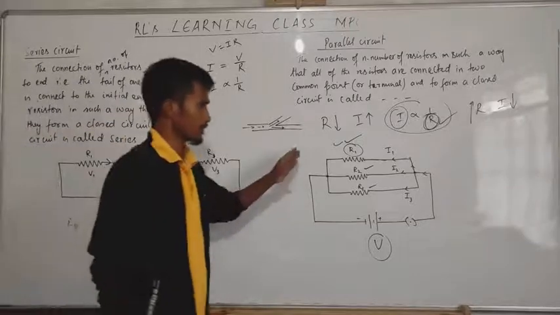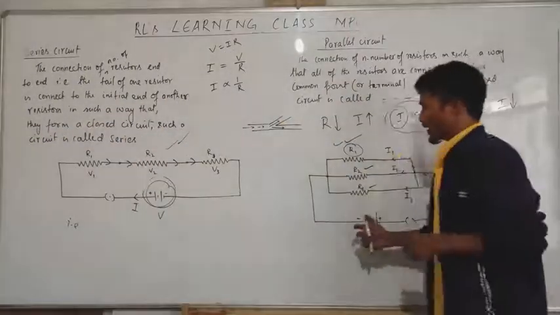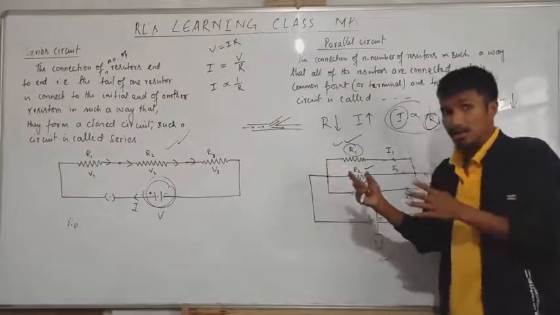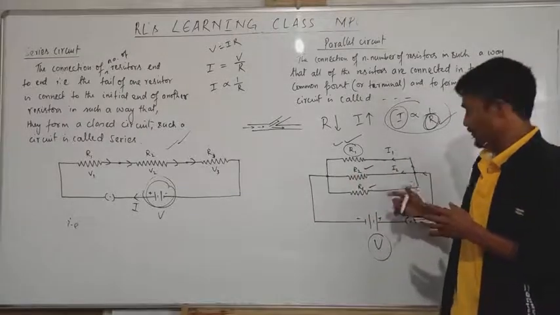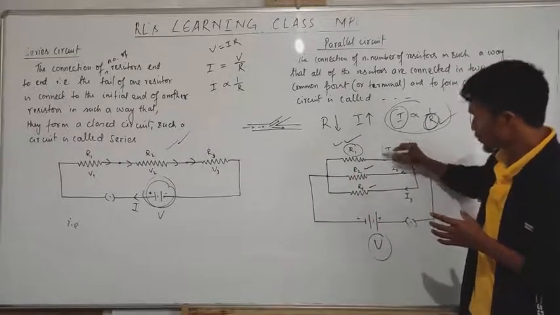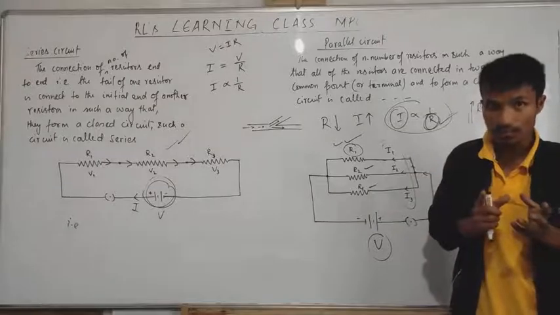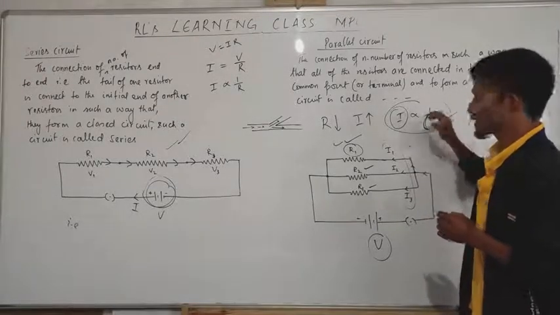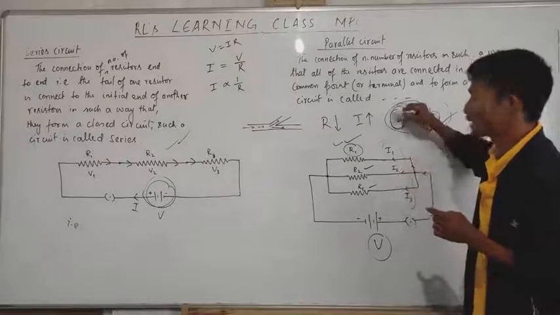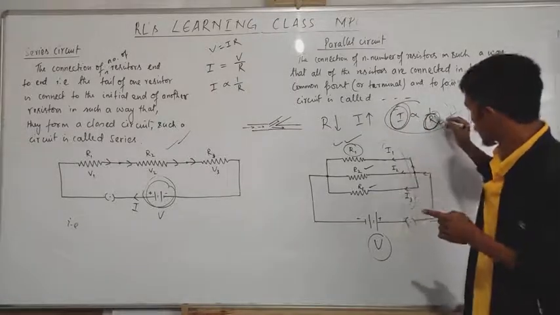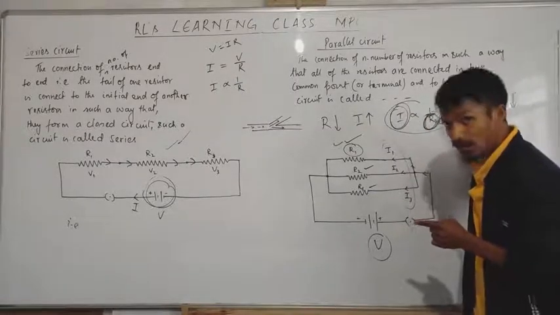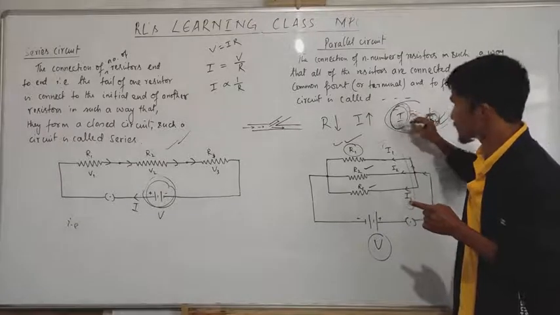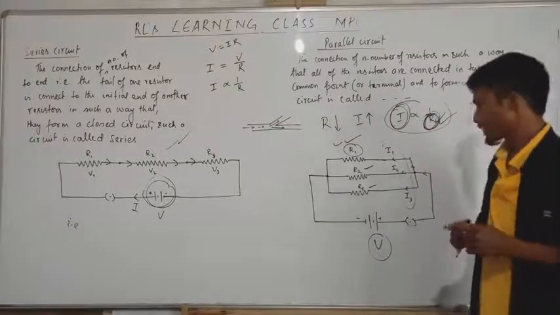Then here, the current is branched in inverse ratio. That means if the resistance is large, the current flowing through that resistor is very, very small.